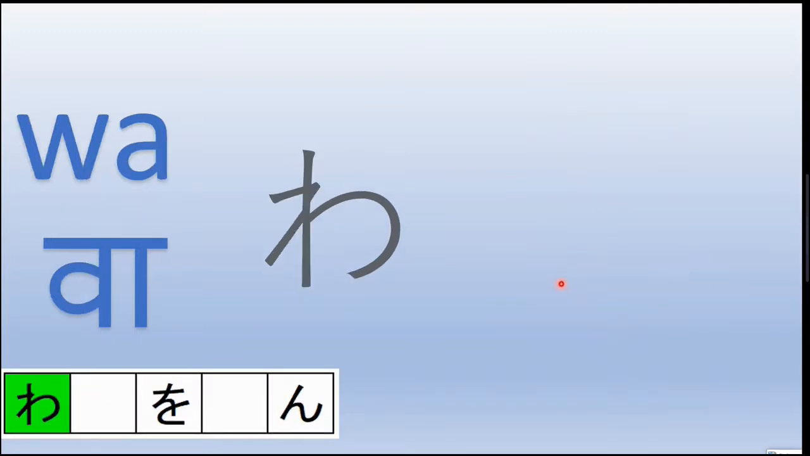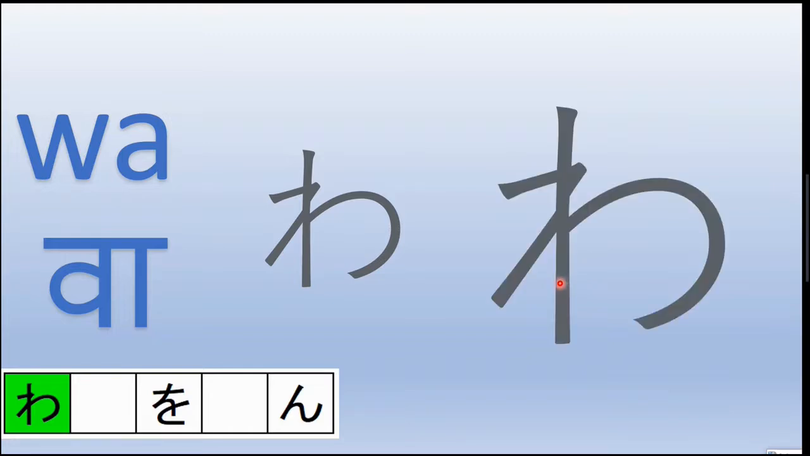Next, we have a special line, which is wa, o, and na. So wa is used as a particle. So this is wa, how it is written. This is the vertical line, and this is the second stroke. So this is how it's written, wa.